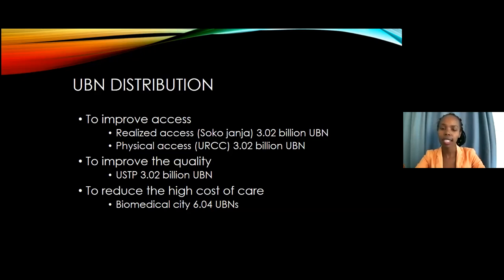We need that knowledge in the university. So we set aside 3.02 billion UBNs. And then finally, to reduce the high cost of care, because we cannot access care if the cost is so high, we set aside 6.04 billion UBNs to develop the biomedical industrial city. And this biomedical industrial city is basically for local manufacturing of biomedicine and bioproducts. So when we say that we want to improve healthcare, we focus on those 4 major projects.